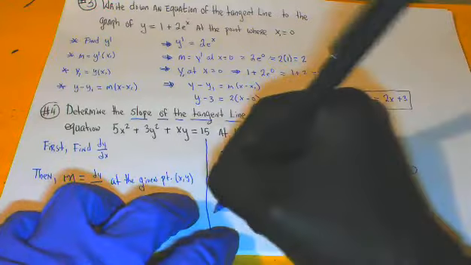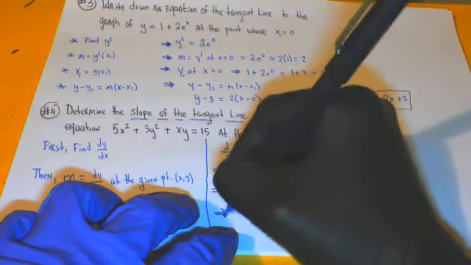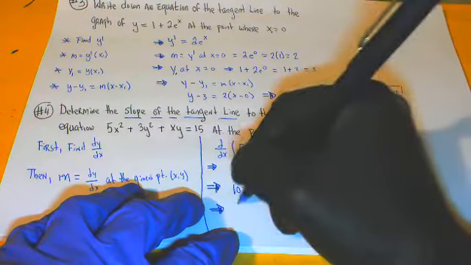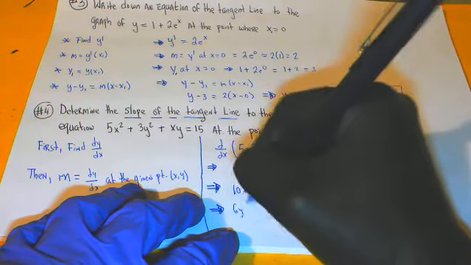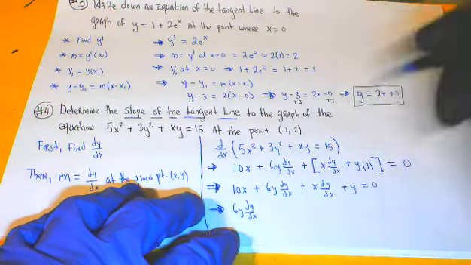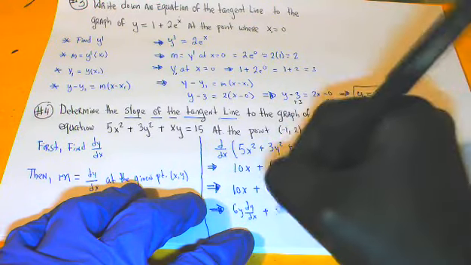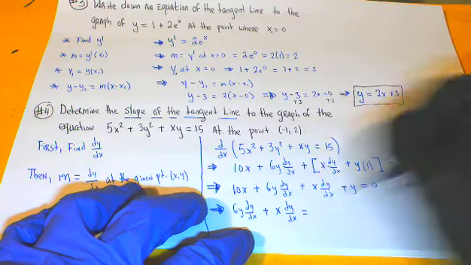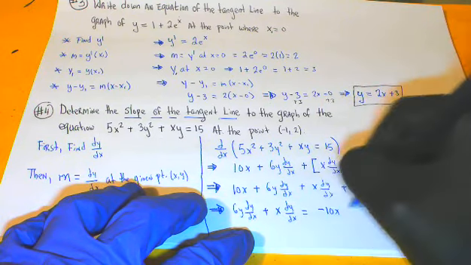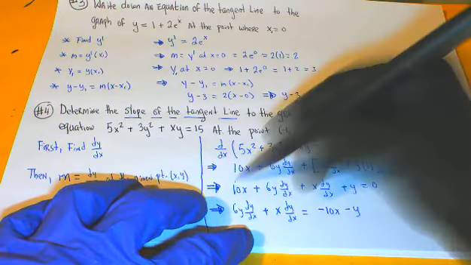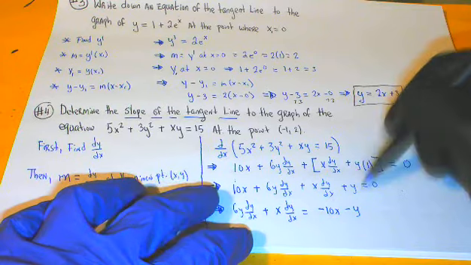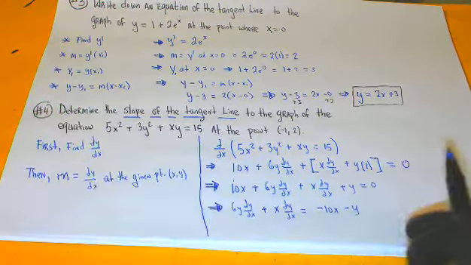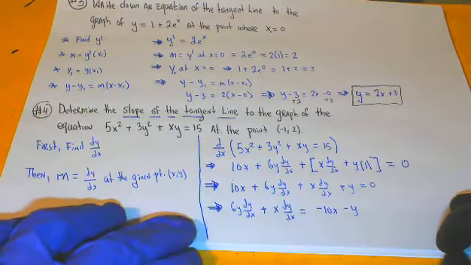So that will give me the following. On this left-hand side, I'm going to have 6y dy/dx plus x dy/dx equals -10x minus y. If I want to move 10x and positive y to the other side of the equation, I have to subtract them. Therefore, they're going to be negative on the right-hand side of my equation.